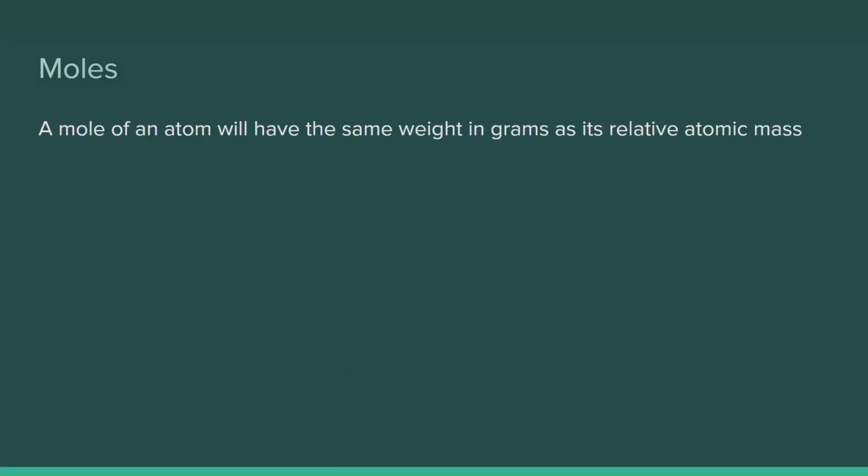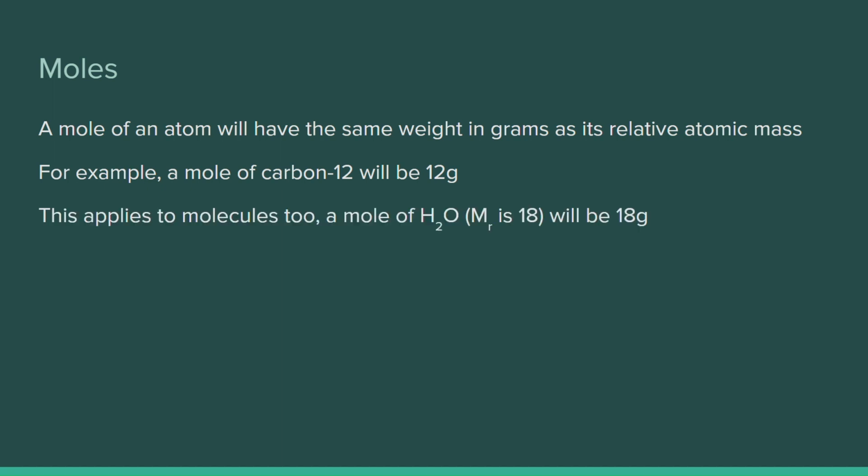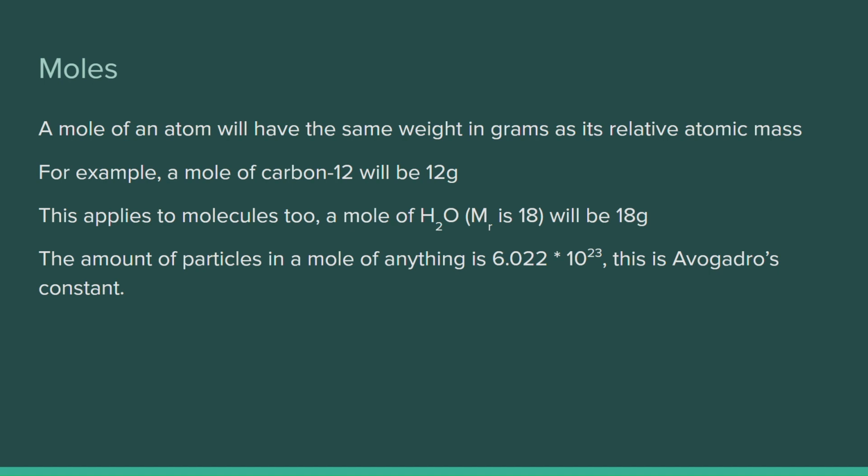Moles. A mole of an atom will have the same weight in grams as the relative atomic mass. For example, a mole of carbon-12 will be 12 grams because the relative atomic mass is 12, so the weight in grams would be 12. And this applies to molecules too. A mole of H2O, which Mr is 18, will be 18 grams. The amount of particles in a mole of anything is 6.022 times 10 to the 23. That's Avogadro's constant.